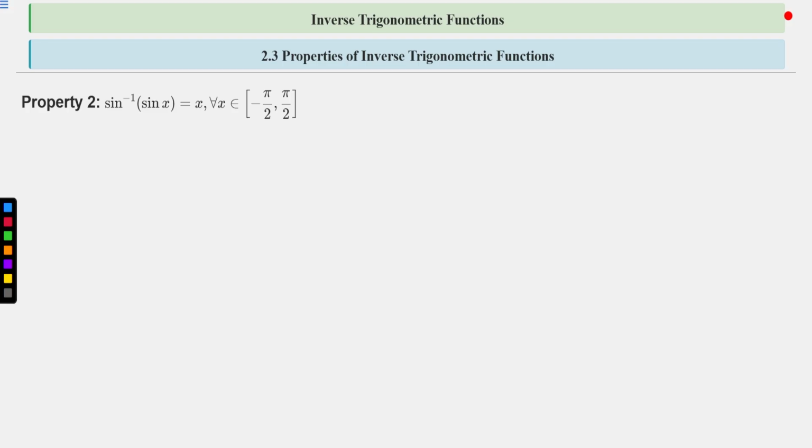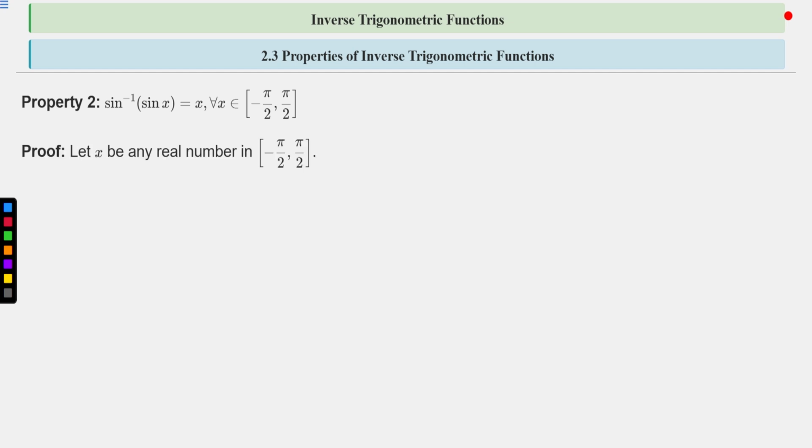So let us move on to property 2. Property 2 says sine inverse sine x is equal to x for all x belongs to minus pi by 2 to pi by 2. So let us prove this property also.